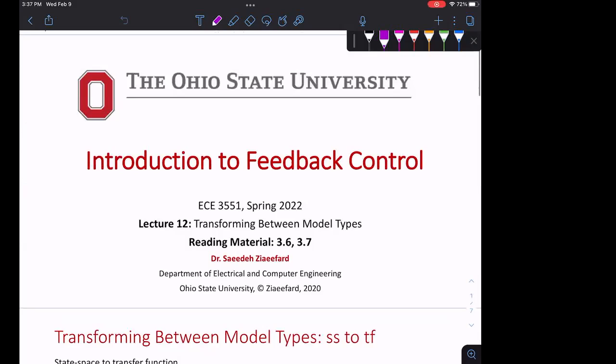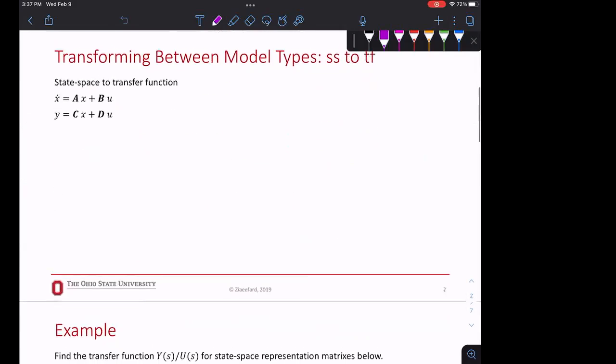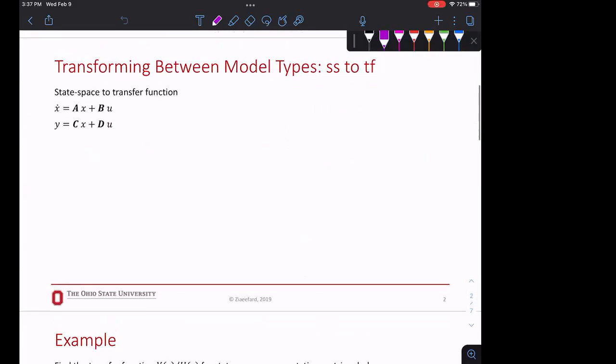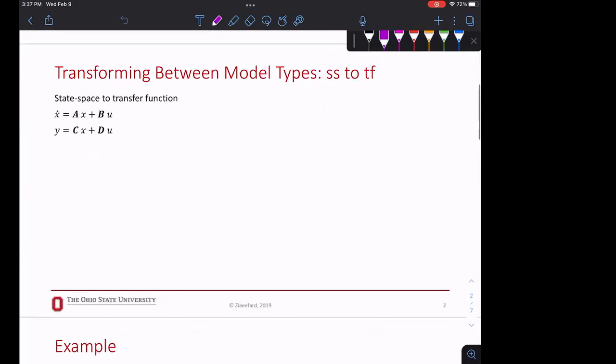So we learned 2 methods of representing a system. Transfer function, which is in the S domain, and state space representation, which is in time domain. We should be able to convert from one to the other without actually deriving it from the beginning. There is a way to do that. So let's say this is the form of our state space representation. We are in time domain, right?